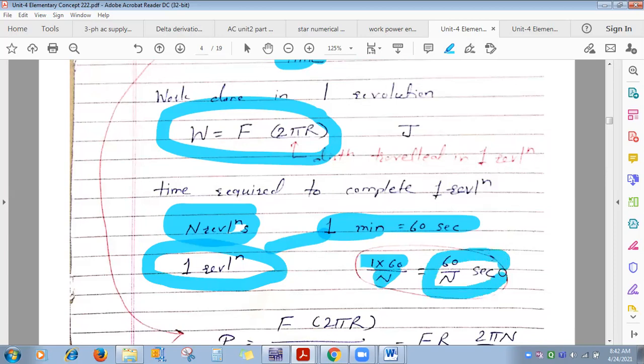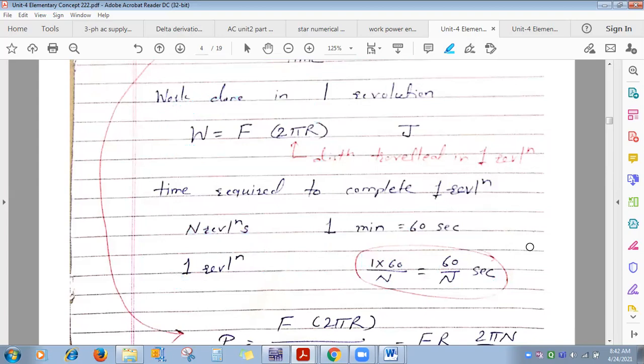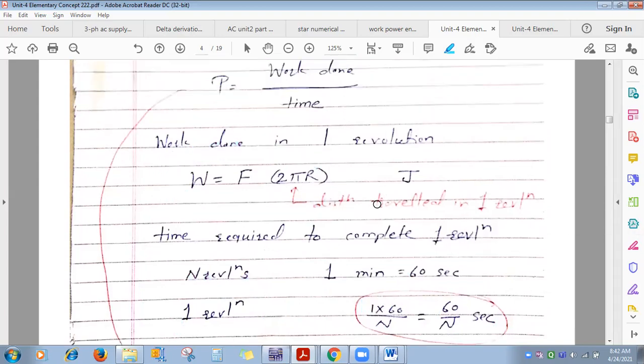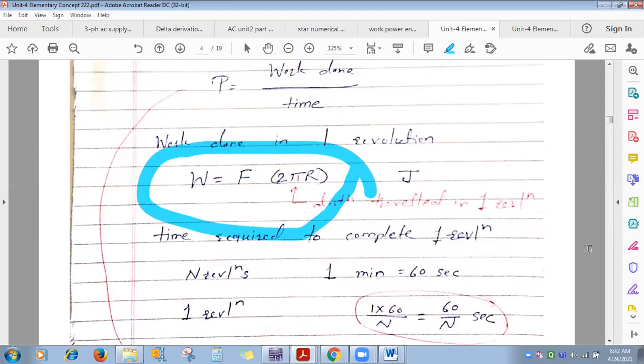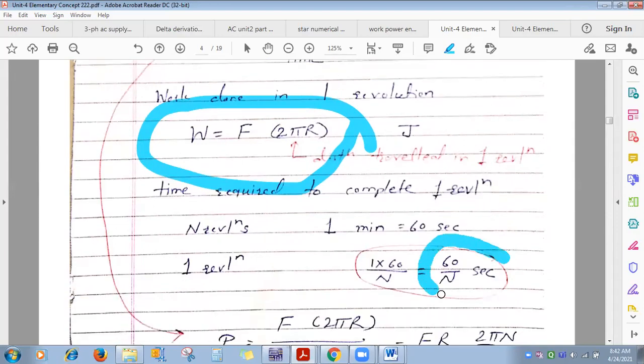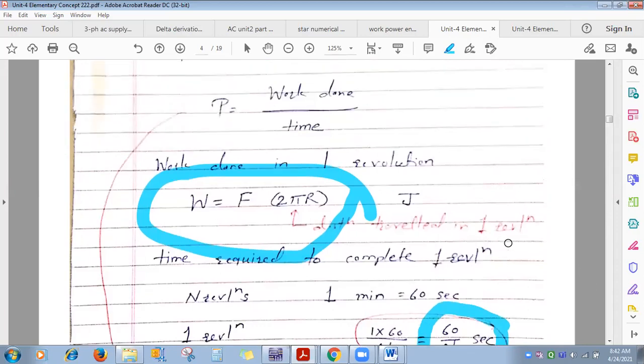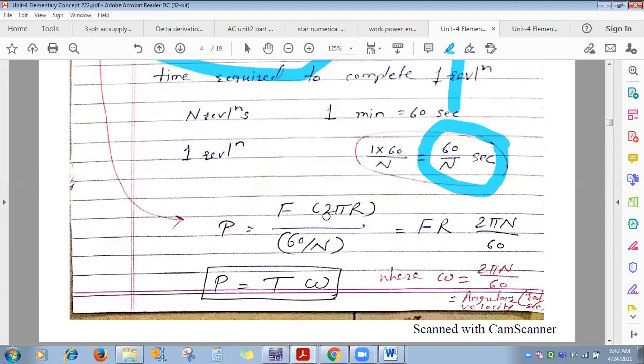So 60 by n will be the time taken by that pulley to complete one revolution. What is the conclusion? In one revolution, it does this joule of work, and the time for one revolution is this one. Put both the values here. So what you will get? P is equal to this one.